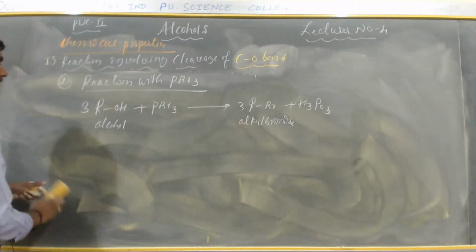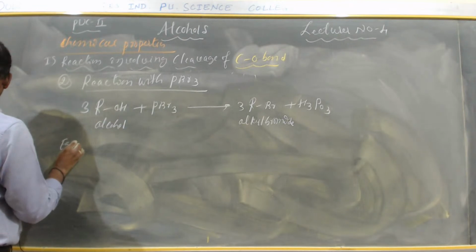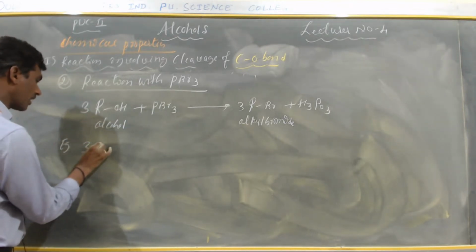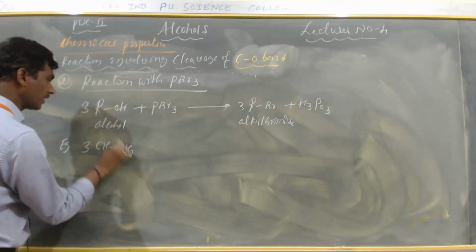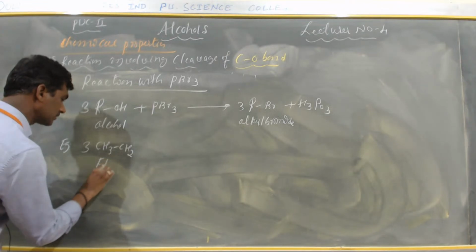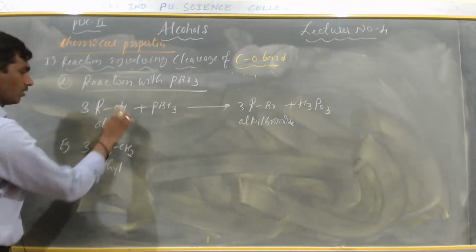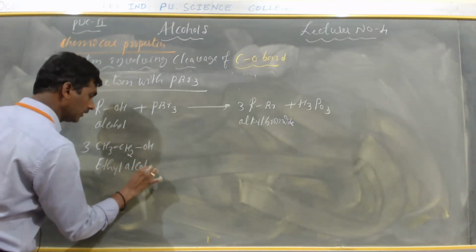Now I can take an example. R is what? Alkyl group. What is the name of this alkyl, CH3CH2? Ethyl. And OH is called what? Alcohol. So this is ethyl alcohol.